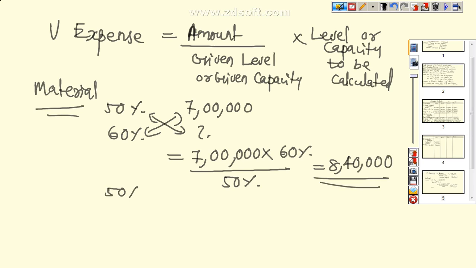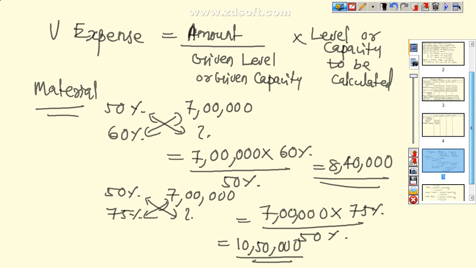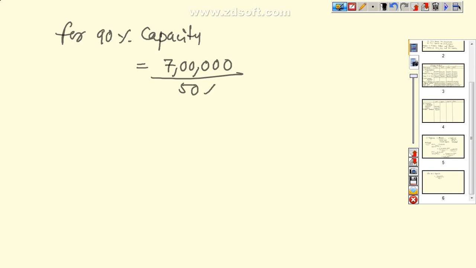At 50% capacity we know the value, that is 7 lakh. Now how to calculate for 75%? Again we can apply the formula or cross multiply: 7 lakh into 75% upon 50%, that is equal to 10 lakh 50,000. Now we have to calculate for 90% capacity: 7 lakh upon 50% multiplied by 90%, that is equal to 12 lakh 60,000.